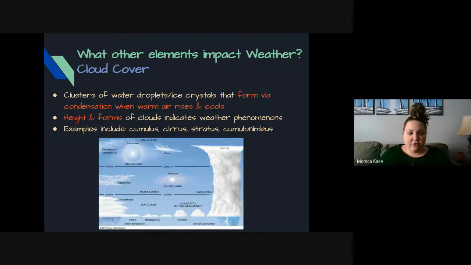All right, and then also clouds. Obviously, clouds are important for us. Clusters of water and ice crystals are formed by condensation in the clouds. Warm air rises, and then it also cools. The height and the forms of those clouds tell us what type of weather we're going to be seeing and having. I'm sure you have heard about all these different types of clouds back in elementary school, like cumulus, cirrus, stratus, and cumulonimbus.